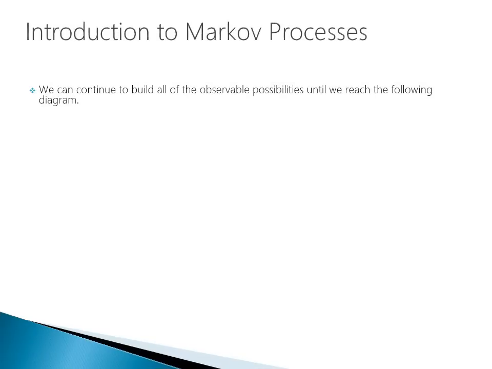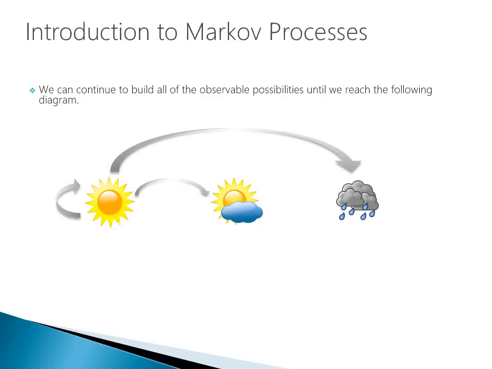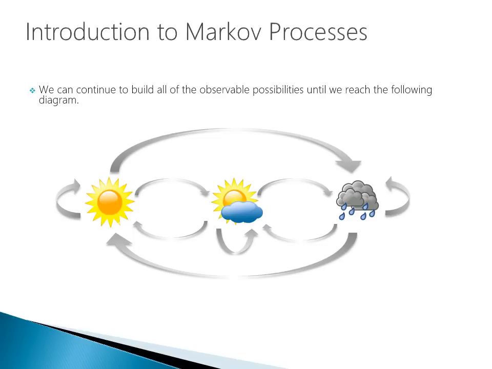We can continue to build all of the observable possibilities until we reach the following diagram. So I have my sunny, my cloudy, and my rainy days. From a sunny standpoint, it can be one of these three states, as indicated by the diagram. Now, if I have a cloudy day, it can be one of the three states as indicated by the pattern that we're showing. And then finally, on a rainy day, we can see the observations essentially close the loop, and we now have a self-contained system where all of the possibilities have been modeled.